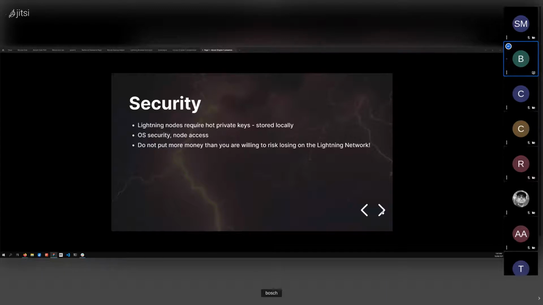But there's a whole lot of things to consider here with security that I won't get into in great detail because it's pretty off topic. It's just something to keep in mind that your keys are hot, so security is pretty paramount when you're running a Lightning Network node. And do not put in more money than you're willing to lose, for that exact reason.